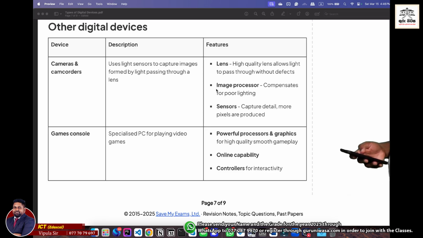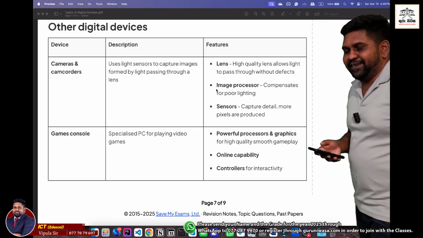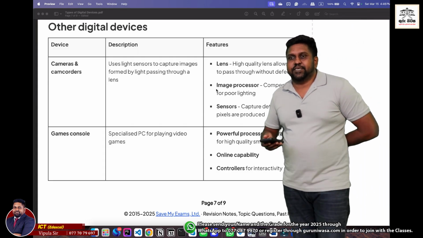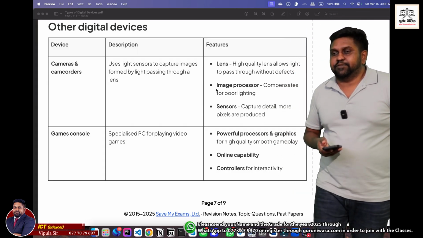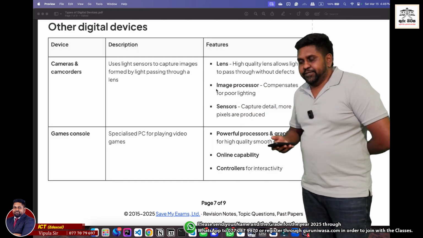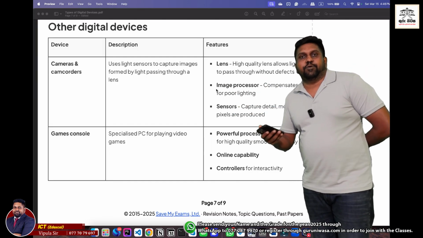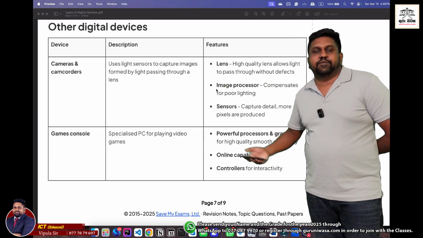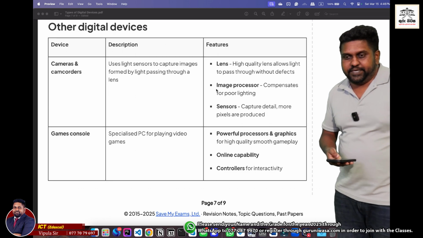For the moment, I haven't seen any questions related to gaming hardware, but I have seen some questions focused on cameras, where they ask what are the primary points of a camera. I mean the primary devices or options of a camera. Okay, so if you get that question, these three would be the perfect answer.